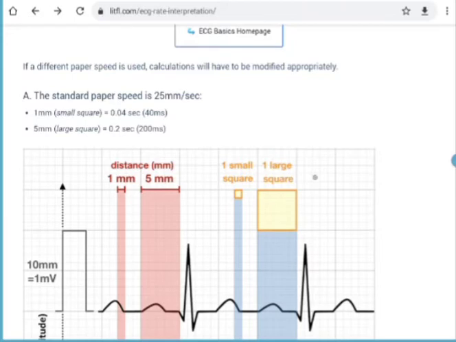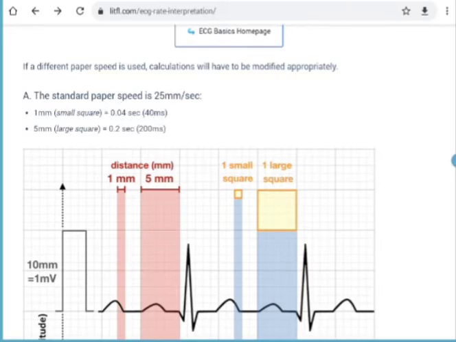So if we simply divide by the formula, we get that 1 millimeter or one small square is approximately equal to 0.04 second or 40 milliseconds. Many times you will see that it is written as milliseconds, so don't get confused by it. If it is written 40 millisecond, it means that it is one small box. Similarly, 0.04 second means one small box.